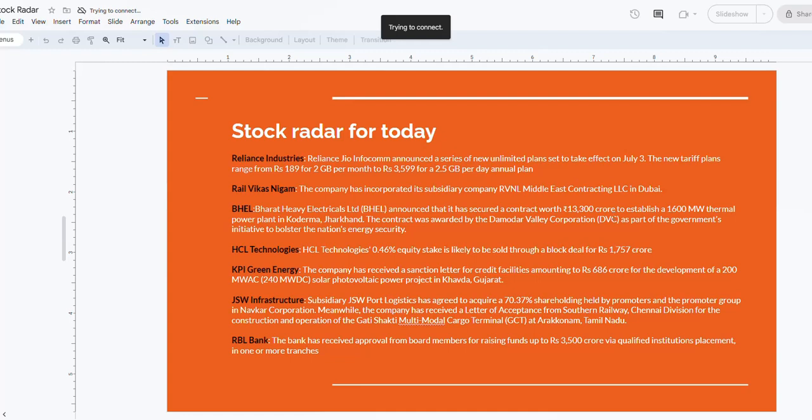Then comes RBL Bank. The bank has received approval from the board members for raising funds of up to 3,500 crores via QIP, qualified institutional placement, guys. These are the updates as of now. Keep a close eye on these stocks, how they are going to perform. In the evening session, we will try to review the same.